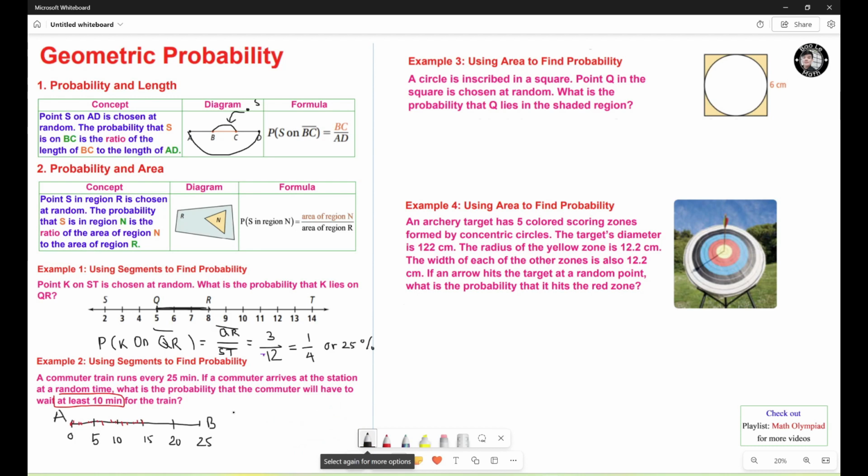Alright, so the probability of waiting at least 10 minutes is going to be equal to 15 over 25. So you're going to simplify, divide the top and bottom by 5. It's going to be 3 over 5 or 60%.